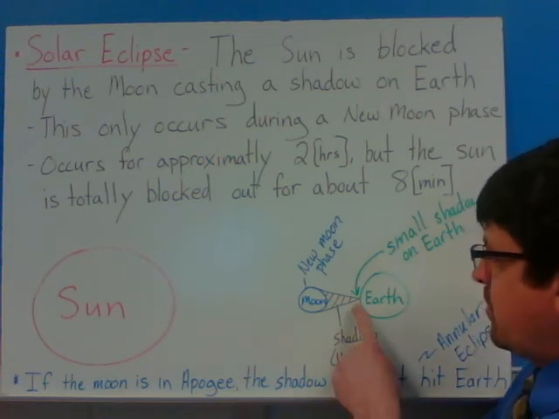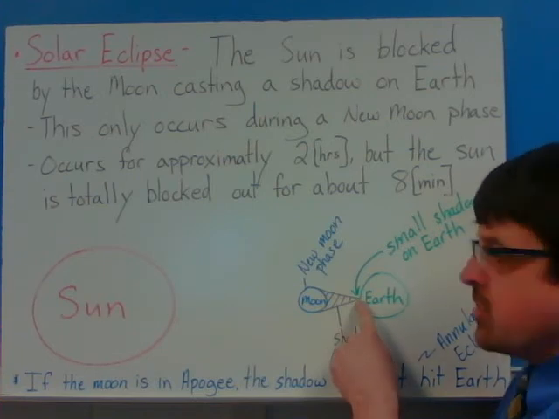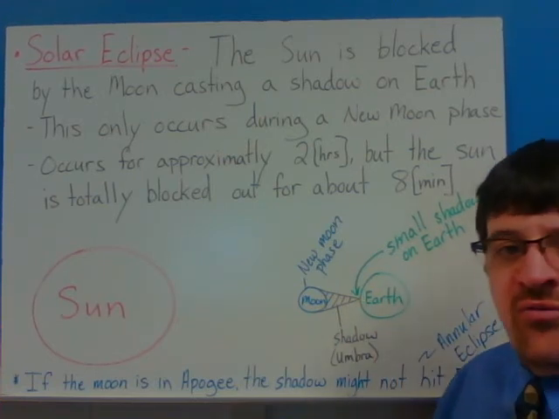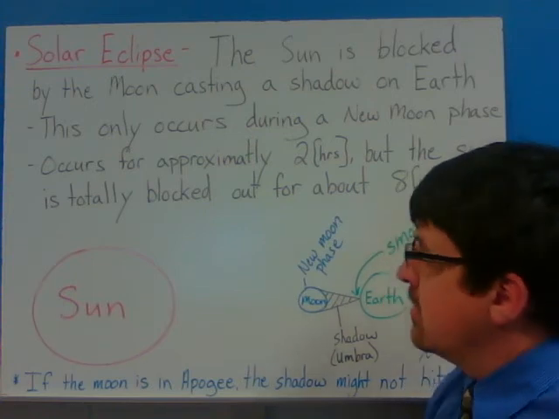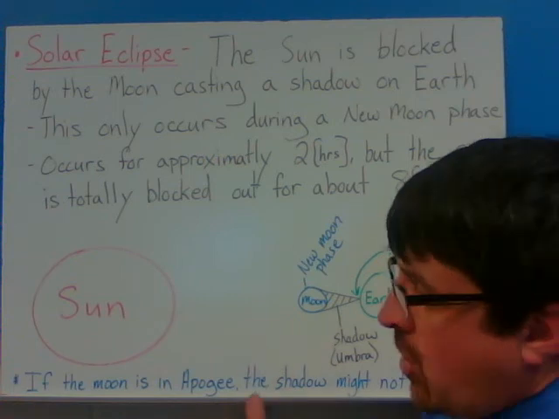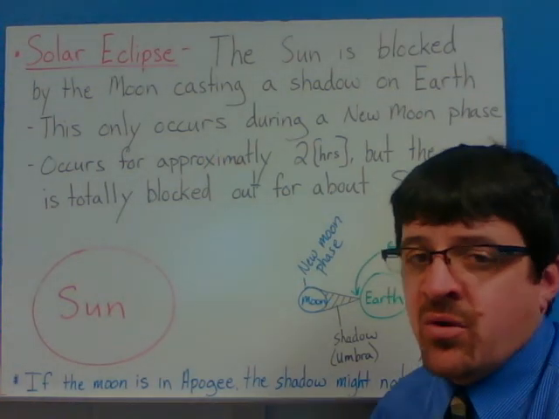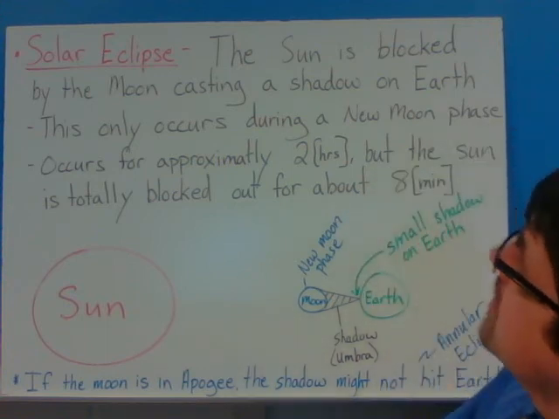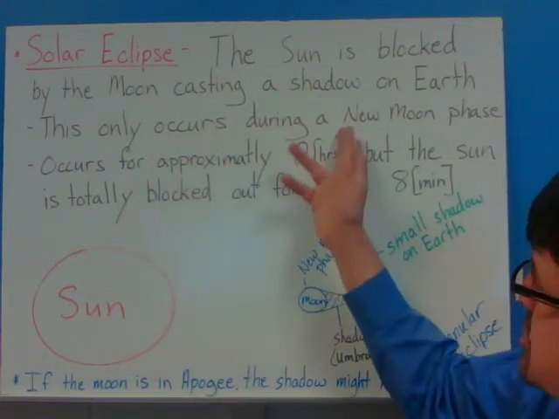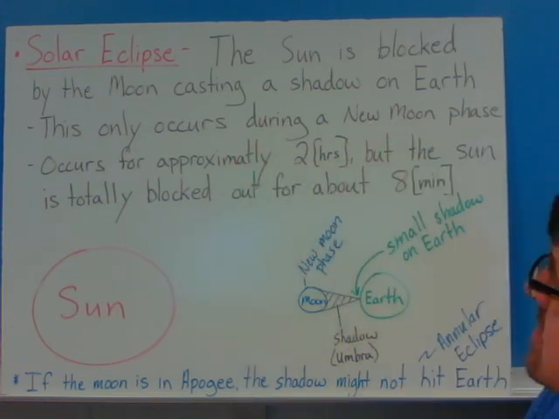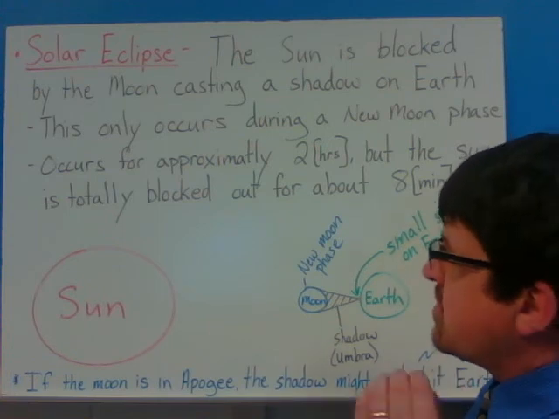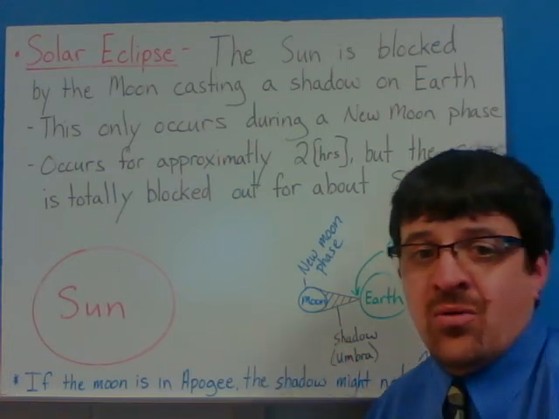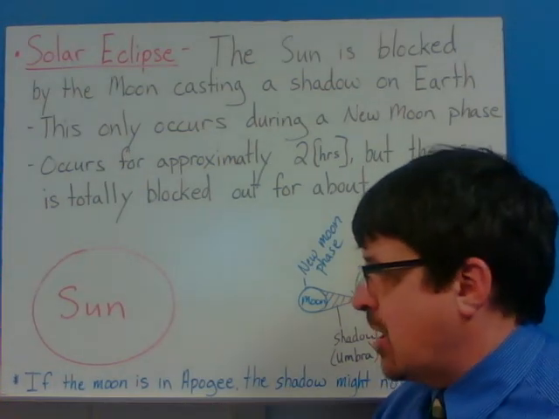And the big thing with a solar eclipse, the shadow is extremely small. Only a very few people on the Earth can see it at one time. And if you don't happen to be at that right spot and there is a solar eclipse, you won't even know that it happened unless you watch it on the news. So the sun is being blocked by the moon, casting a shadow on the Earth. This only occurs during a new moon phase. It occurs for approximately 2 hours, but the sun is only totally blocked out for 8 minutes or less, depending on the type of eclipse.